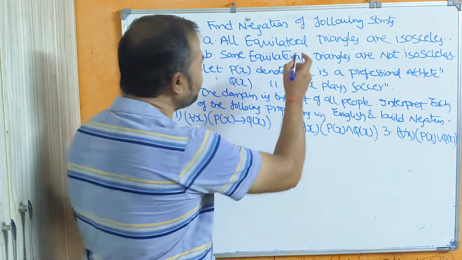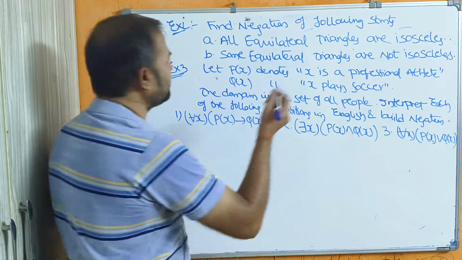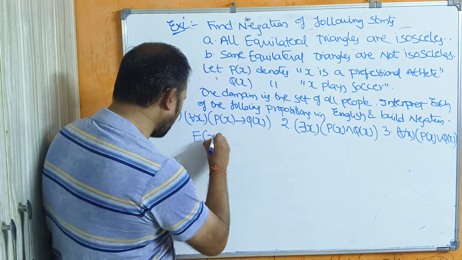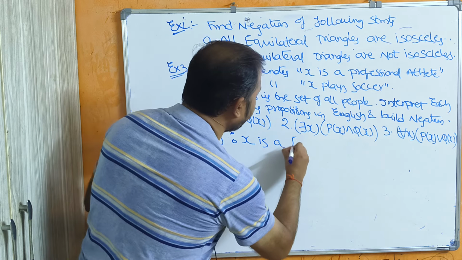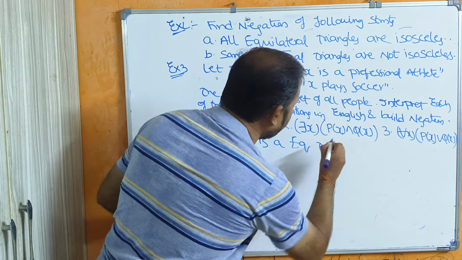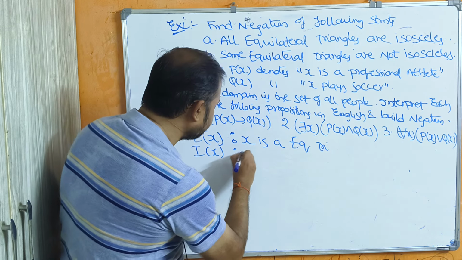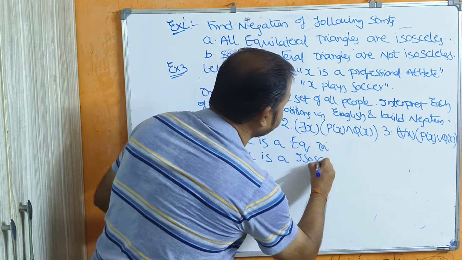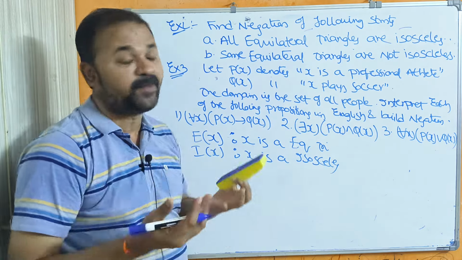Here, what are the predicates? Equilateral triangle is one predicate. Isosceles is another predicate. So let us assume the predicate functions: E of x means x is an equilateral triangle, and I of x means x is isosceles. Next we have to represent the statements in symbolic form.